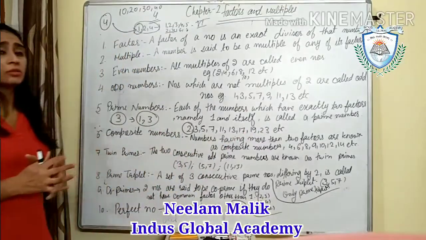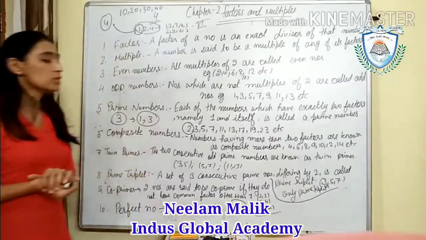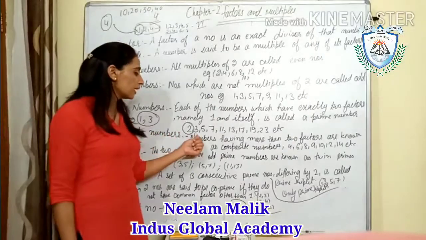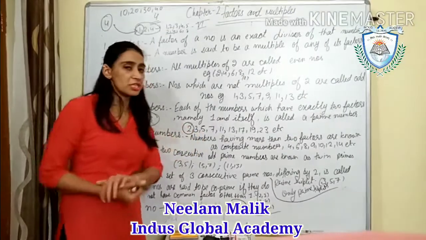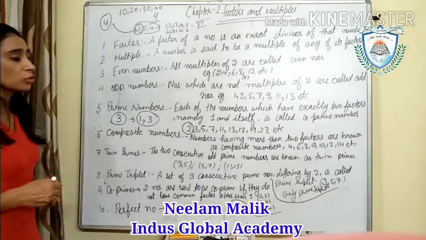If they ask, write the smallest odd prime number, means you have to take odd and smallest. So that is 3. 1 is not a prime number.